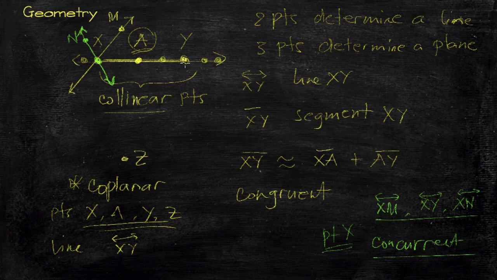Now, if I have another line, halimbawa, kinonect ko si Z tsaka si Y into a line. Si line YZ ba ay concurrent din dito sa mga to? No, hindi siya concurrent. So, iba, hindi siya nag-pass to the same point X. So, hindi siya concurrent.